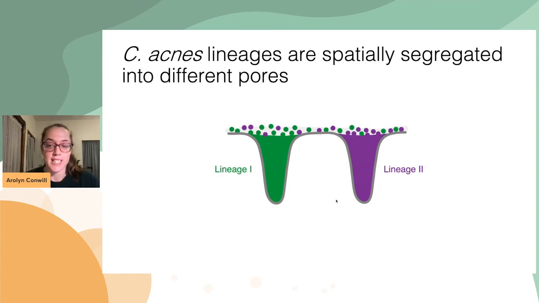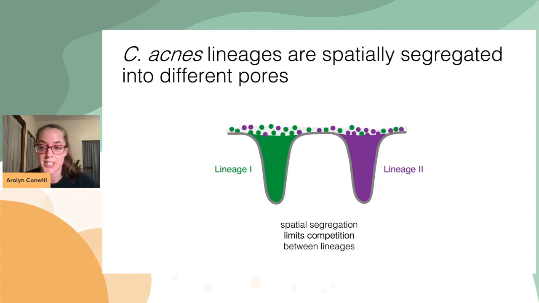And what we know is that C. acnes primarily grows inside pores. And so if the lineages are housed in different pores, then they're not competing for the same resources. And this reduced competition between lineages that might have different phenotypes might promote coexistence and provide an explanation for why these lineages don't rapidly outcompete each other.